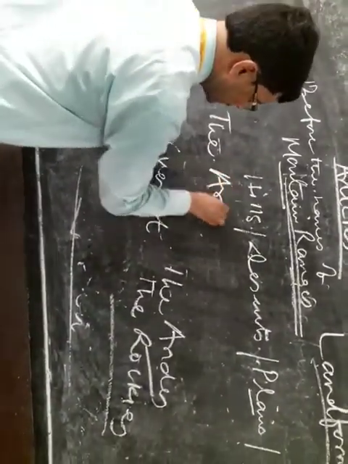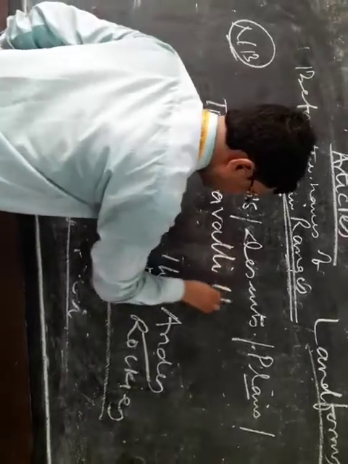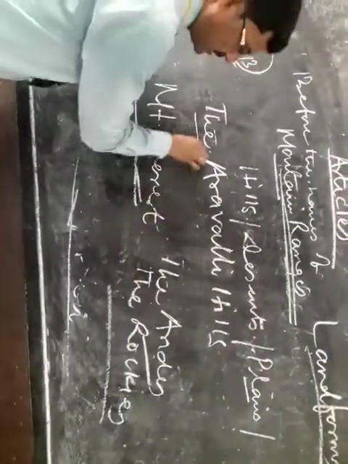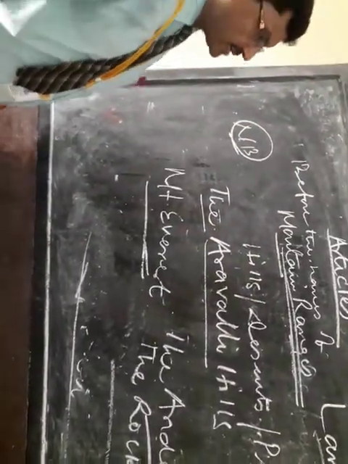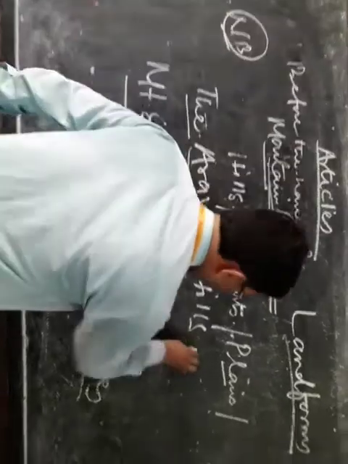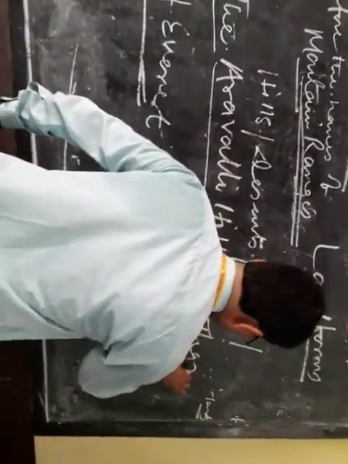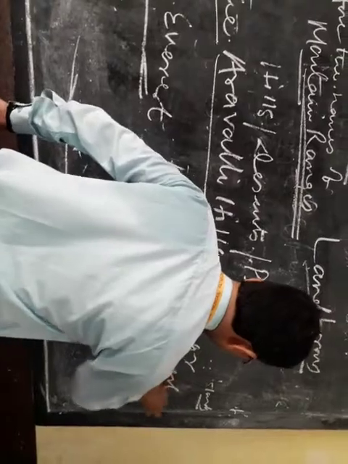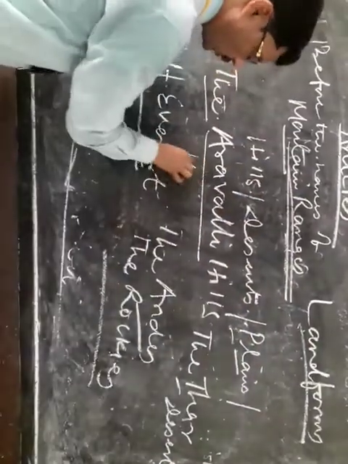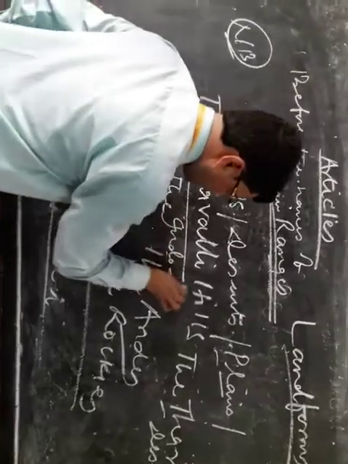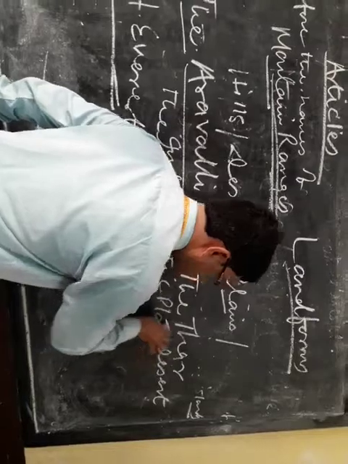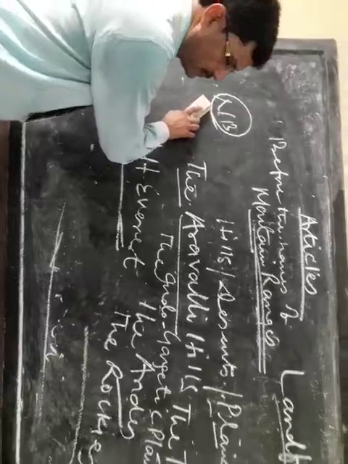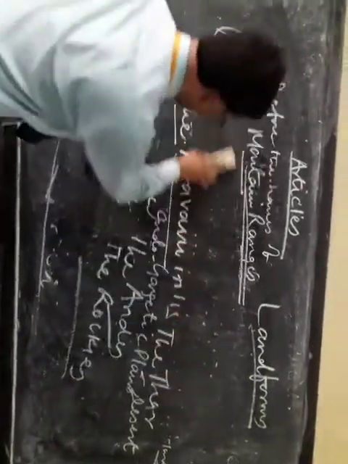The Aravalli Hills. Aravalli Hills, a chain of hills, a range of hills. Like that, deserts: the Thar Desert, the Sahara Desert. Like that, plains: the Indo-Gangetic Plains, the Brahmaputra Plains. So before the hills, deserts, plains, we use the before them.